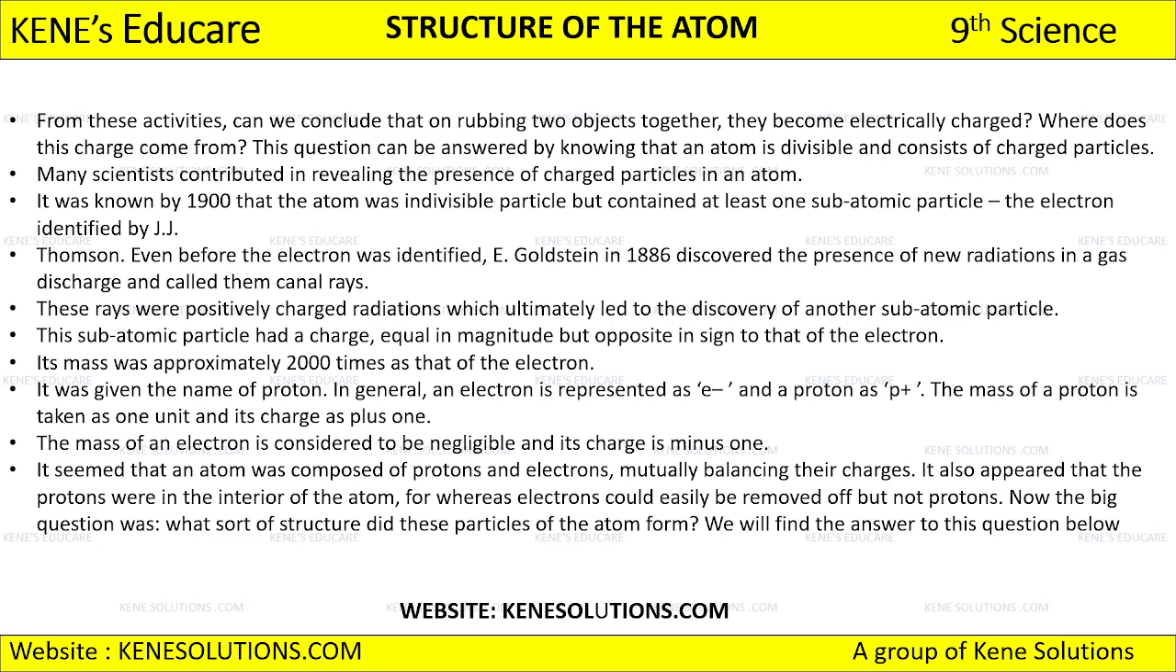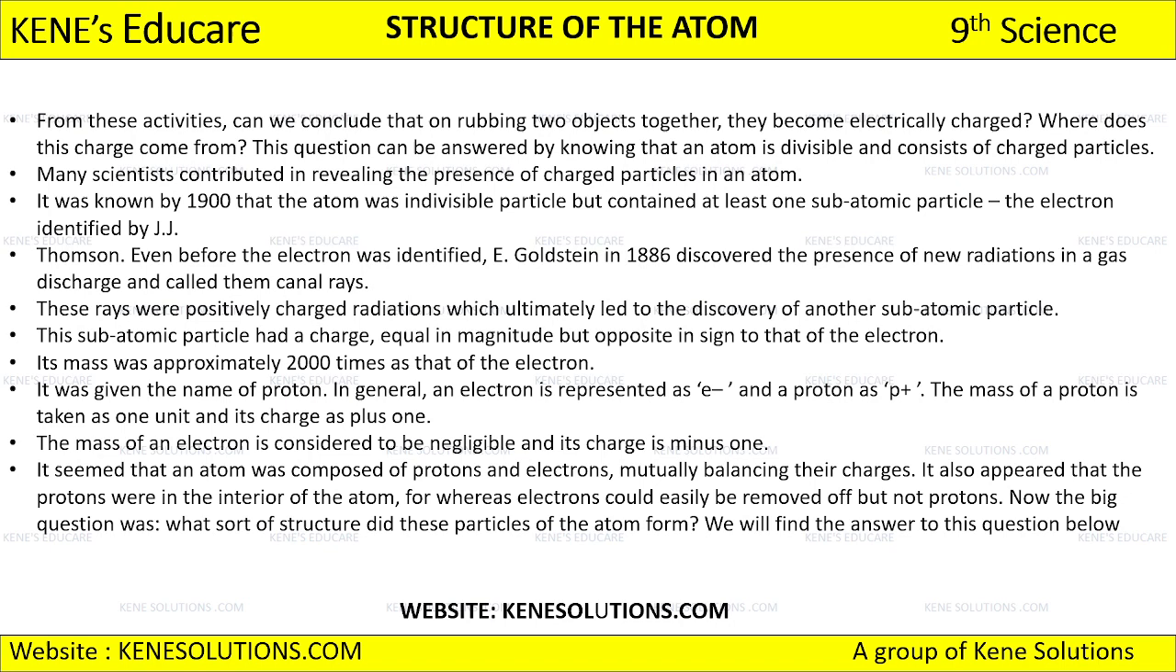Here we have information on E. Goldstein as well, because he worked on canal rays, and these canal rays were positively charged radiation, which led to the discovery of a subatomic particle called the proton. Now we know that we can represent protons as p plus and electrons as e minus, right? So there was some difference between protons and electrons. Protons were equal in magnitude but opposite in sign to that of the electron, and the mass of the proton was approximately 2000 times that of the electron. So this is something very interesting, right?